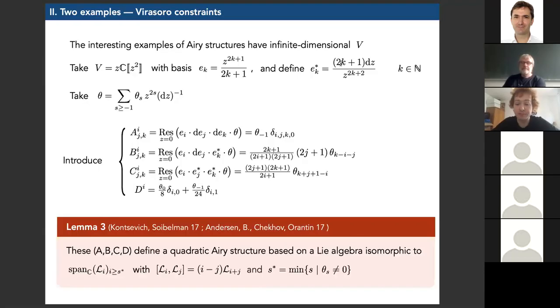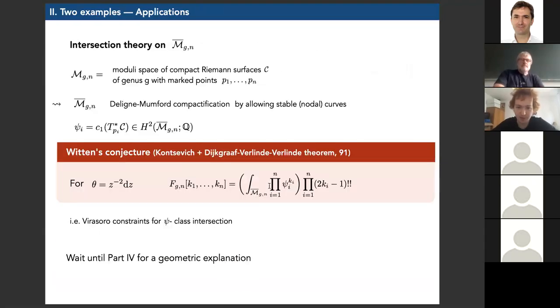So this turns out to be, in fact, very useful. So here are 2 examples. The first one comes from intersection theory on the moduli space of curves. So M_{g,n} is the moduli space of compact Riemann surfaces of genus g with some marked points, p_1, ..., p_n. This is a smooth orbifold of complex dimension 3g minus 3 plus n, but it's not compact. So it's hard to integrate anything on it.